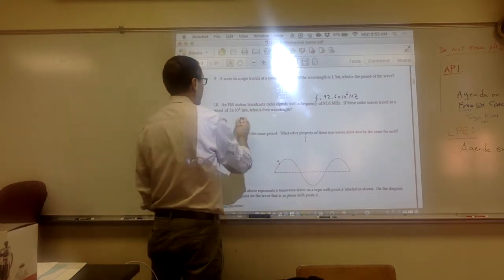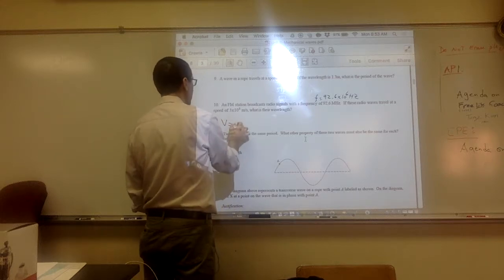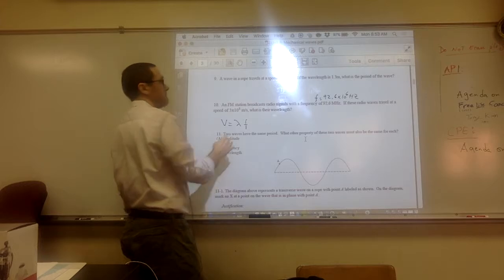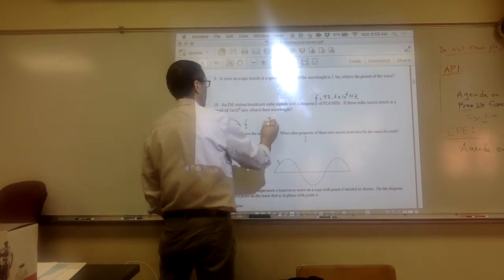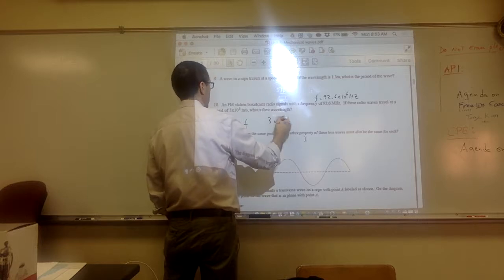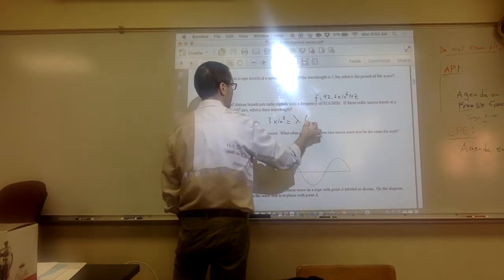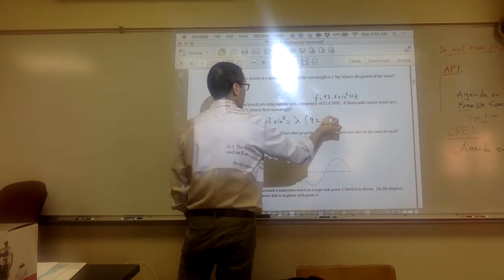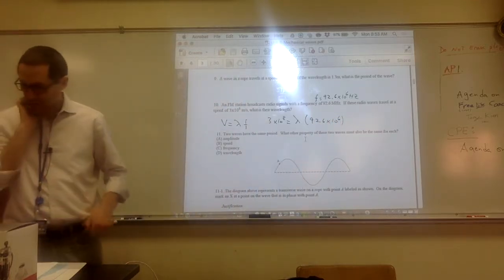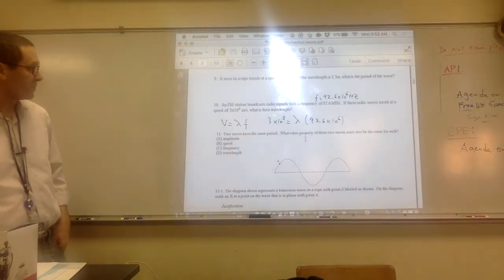What is the wavelength? So V equals lambda times frequency. So 3 times 10 to the 8 equals, we're looking for that lambda, times the 92.6 times 10 to the 6th. And you can just divide, and you should get 3.24 meters.